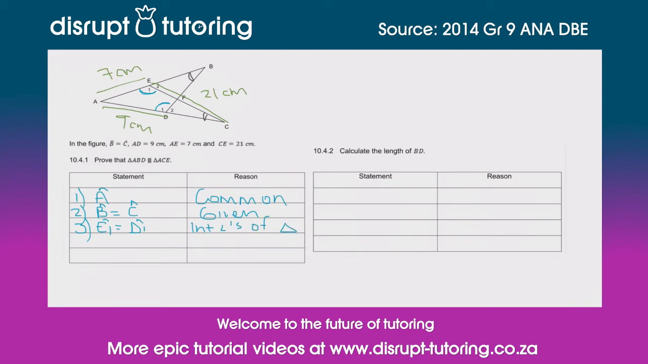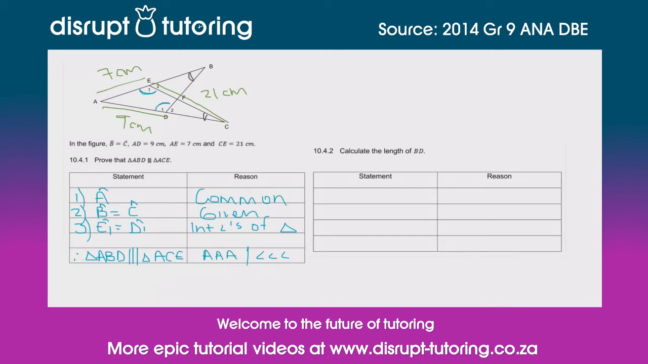There we go. So we have proven that all three angles within the two triangles are equal to each other, and therefore we're going to write out, therefore, triangle ABD is similar to triangle ACE. And the reason there is because of angle, angle, angle. Really, really good job.